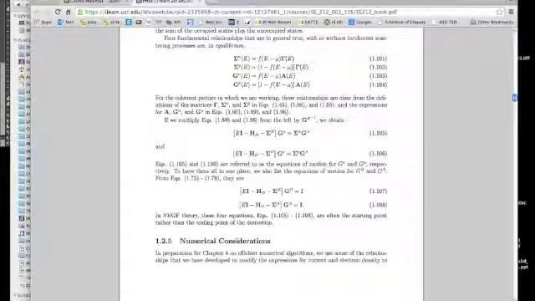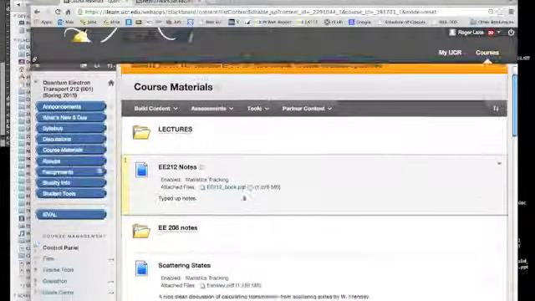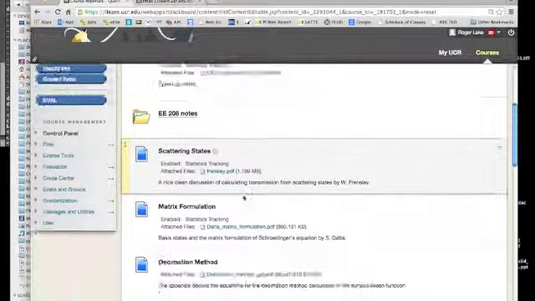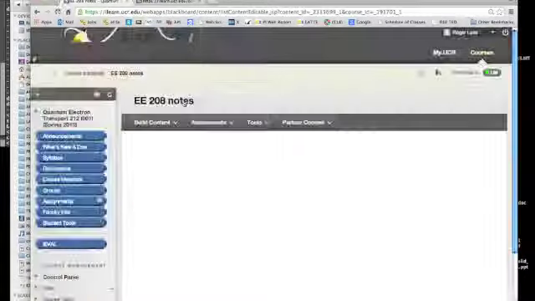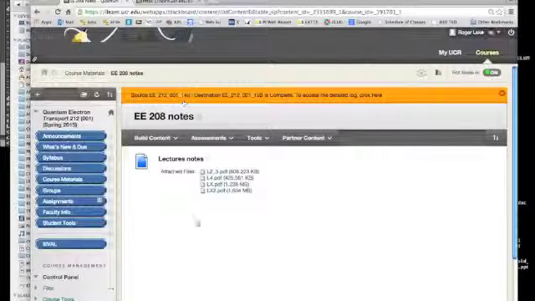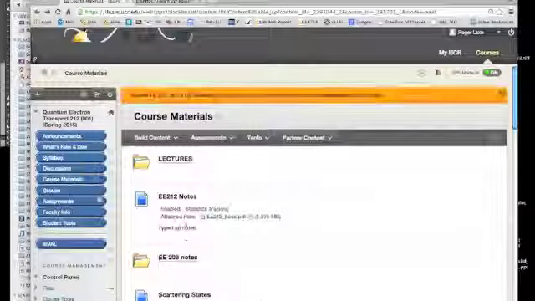Let's see, what else do we have? So these are the typed up notes here, so you'll all want to download that. I also sometimes would have students taking the course who had not taken 208, so these are the 208 notes here, but I think you've all taken 208, so that's not an issue.